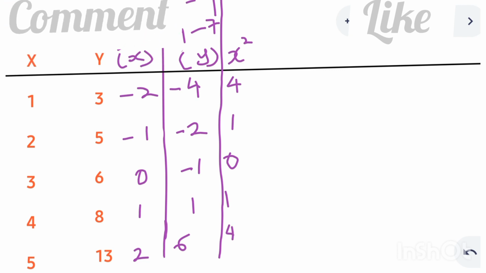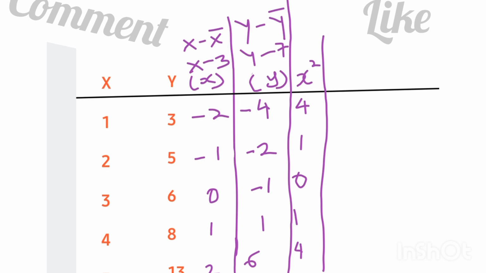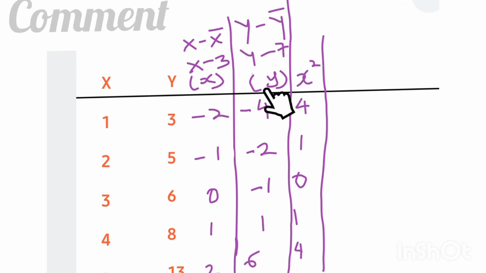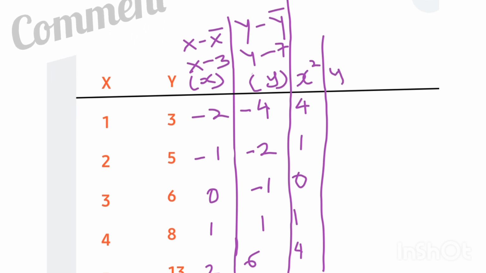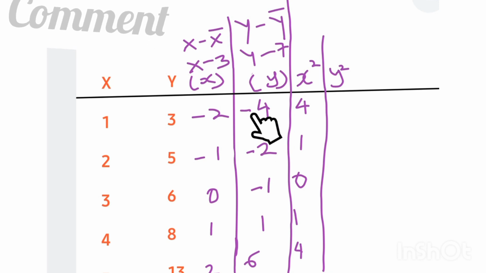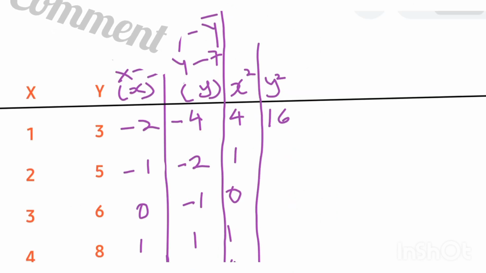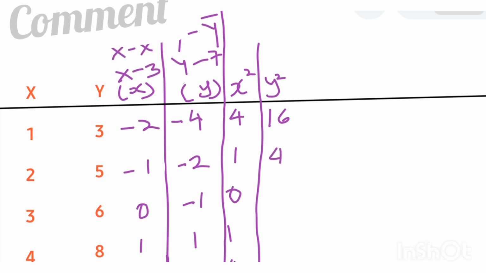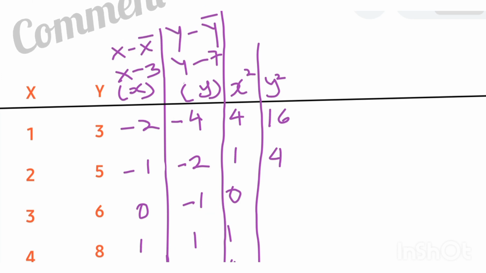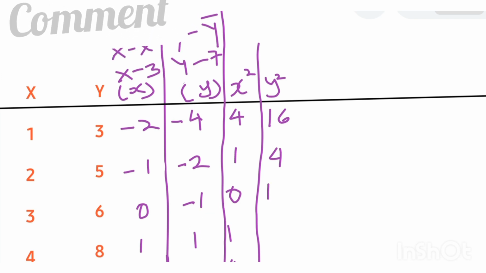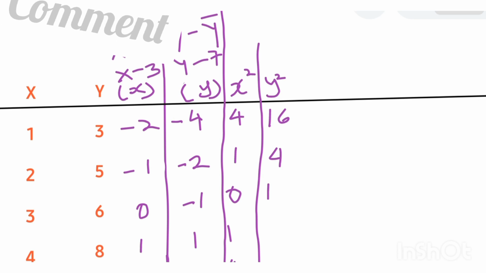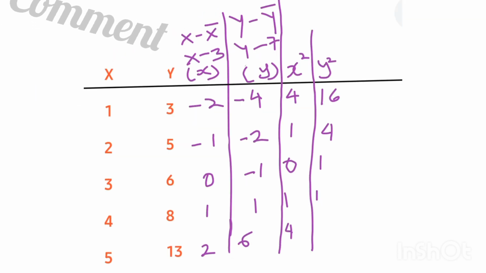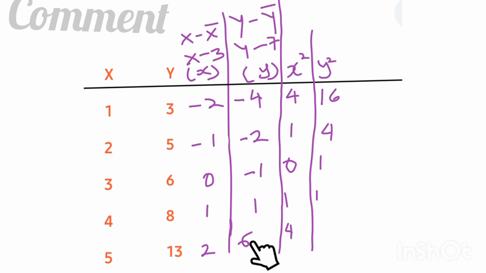In the same way, we're also expected to get the square of the deviation from the mean of y. So we designate that with small y squared. And here we go, minus 4 squared, of course, that gives us 16. Minus 2 squared, we have 4. Minus 1 squared, we have 1. 1 squared, we have 1 as well. And lastly, 6 squared, of course, that gives 36.